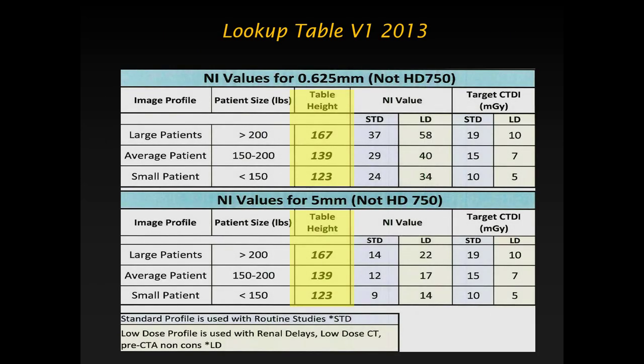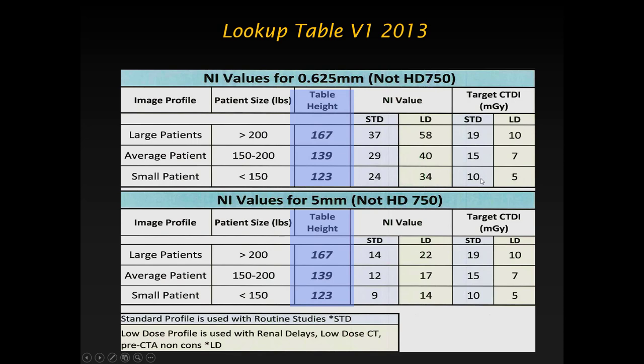And so here's the first version of our lookup table we developed in 2013, where we had our patient size bin, and then we'd identify the table height associated with that. We type in our noise index value, if it was standard exposure or low dose exposure, and that would correspond roughly to the CTDI milligray value. So these would be the noise index or standard deviation values of Recon 1, and then these would be the exposures that would correlate to that for the different patient size groups.